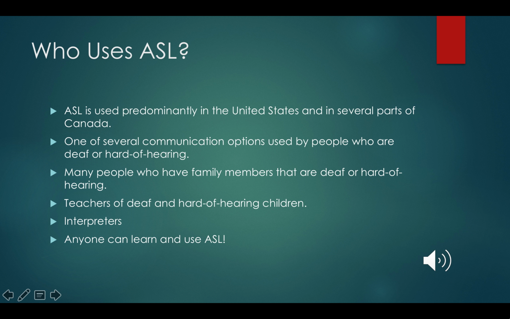So, who uses ASL? ASL is mostly used in the United States and also in many parts of Canada. It is one of several communication options used by people who are deaf or hard of hearing. Many people who have family members that are deaf or hard of hearing also take the time to learn and use ASL. Also, teachers of deaf and hard of hearing children, as well as interpreters, learn and use ASL. So pretty much anyone can learn and use ASL.